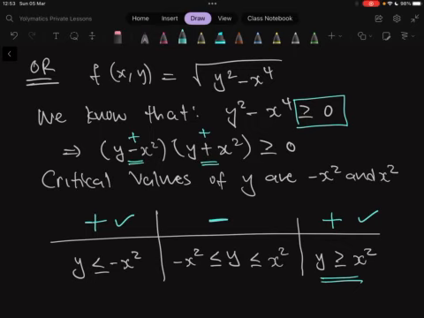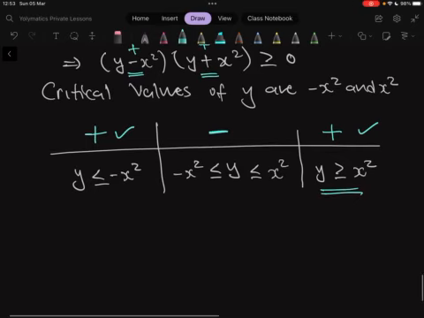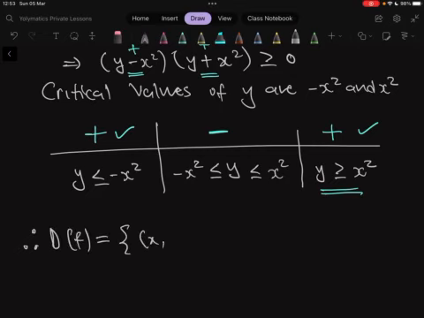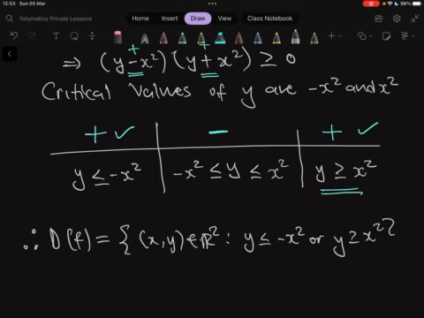So the other way we can state the same domain is to say, therefore, the domain of f is every point (x,y) element of R squared, such that y is less than negative x squared, or y is greater than x squared.